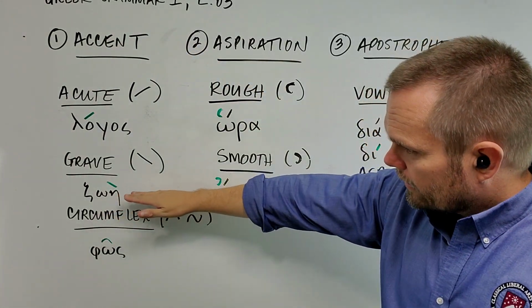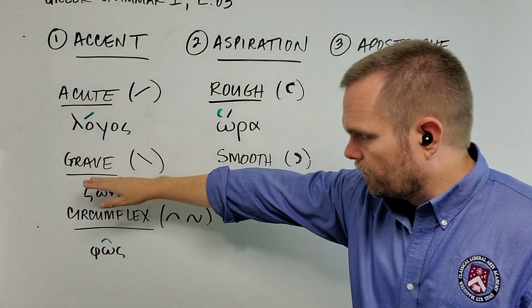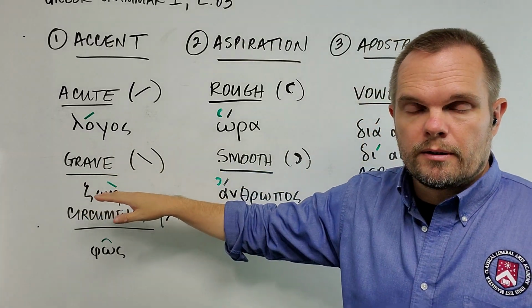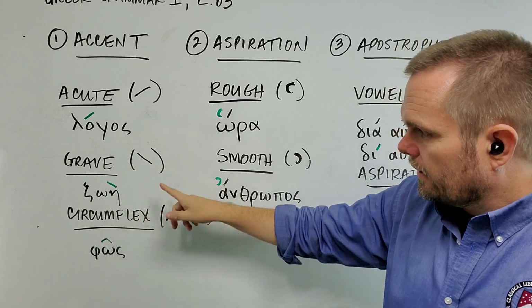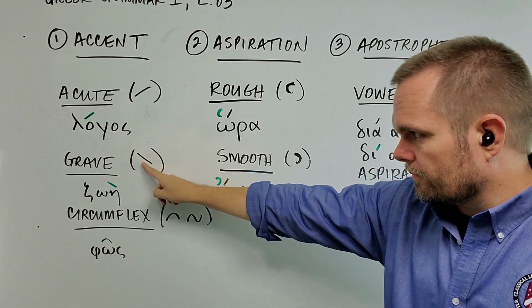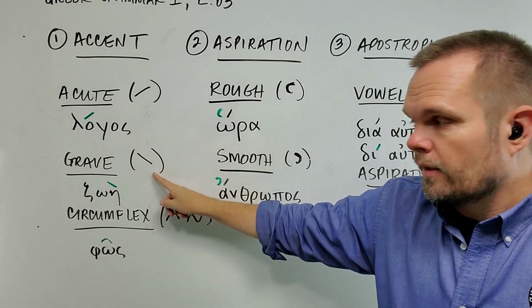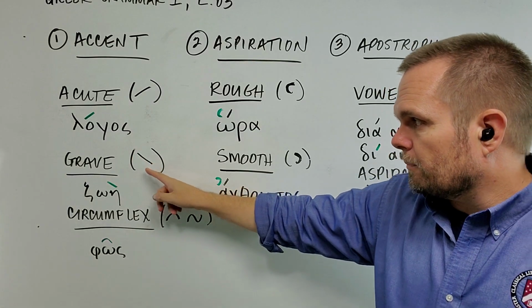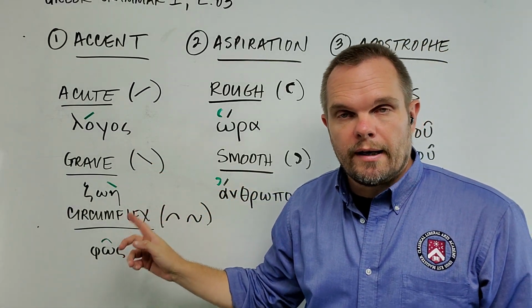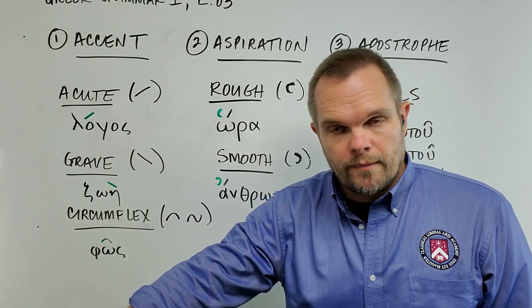The second kind of accent in Greek is called a grave. It looks like grave, but it's pronounced grave. And you can see the mark goes down from left to right. It goes down from left to right because the pitch on a grave accent goes down from normal.